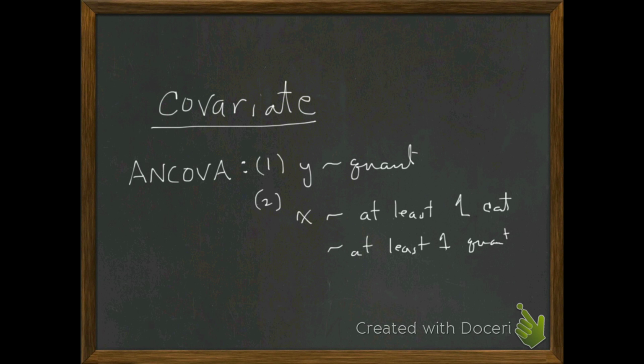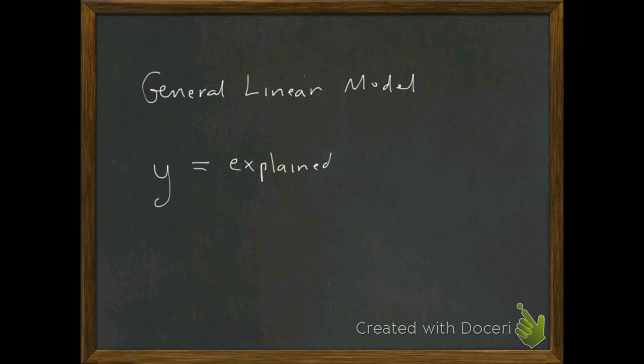Now, the next thing we'll talk about, something you're going to hear me talk about a lot, is the general linear model. In a general linear model, at least for me, our dependent variable can be expressed as the explained variation plus the unexplained variation.